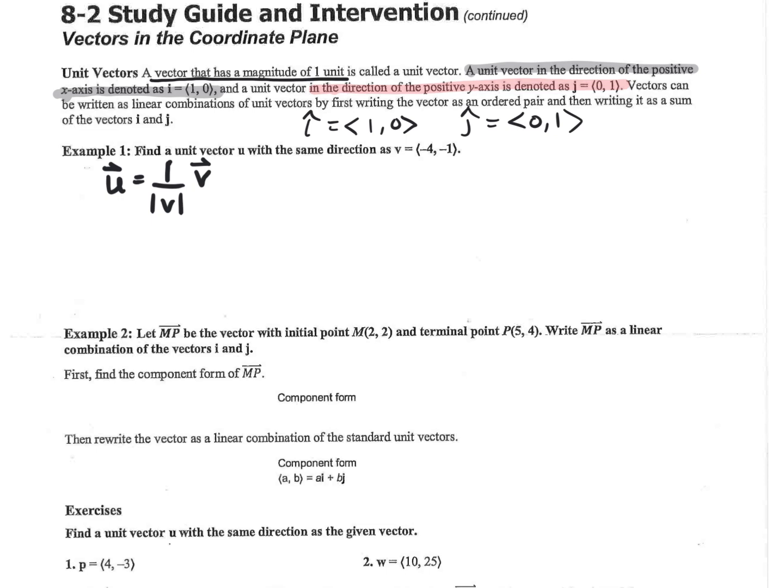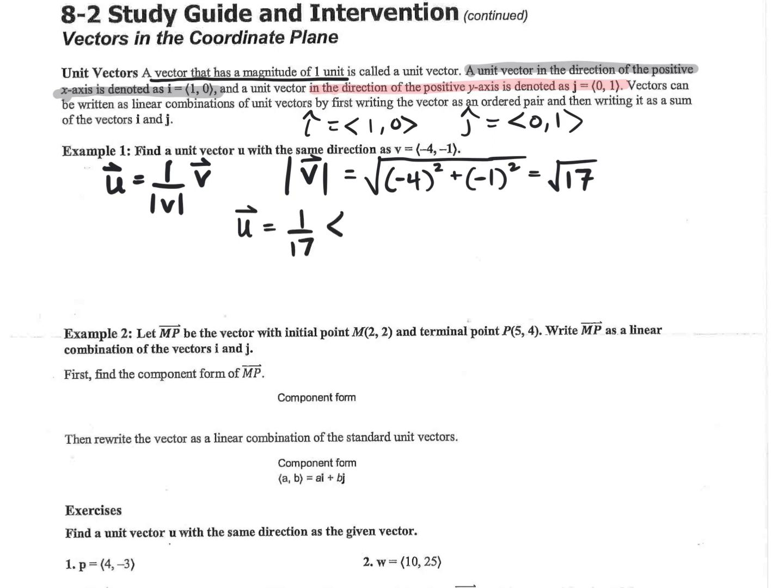All right, so let's find the magnitude of v. The first thing we have to do is take this vector v and find the magnitude. We do that by taking the first term and squaring it, and squaring the second. We know how to do this already. So this becomes the square root of 17. So now, to find the unit vector, we are simply going to take 1 over root 17 and multiply it by the vector v.